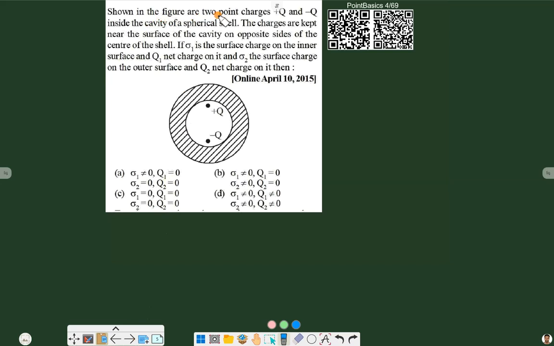Shown in the figure are the two point charges plus q and minus q inside the cavity of a spherical shell. The charges are kept near the surface of the cavity on opposite sides of the center of the shell. If sigma 1 is the charge density on the inner surface and q1 is the net charge on it, and sigma 2 is the surface charge density on the outer surface and q2 the net charge on it, then we have to find out sigma 1, q1, sigma 2 and q2.